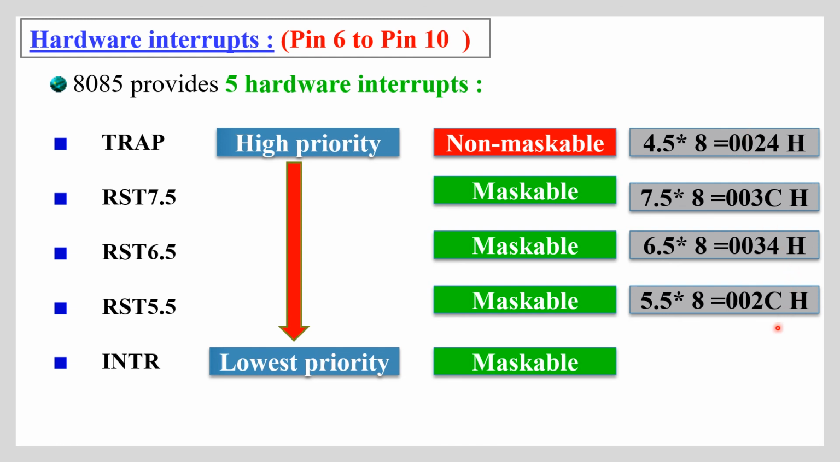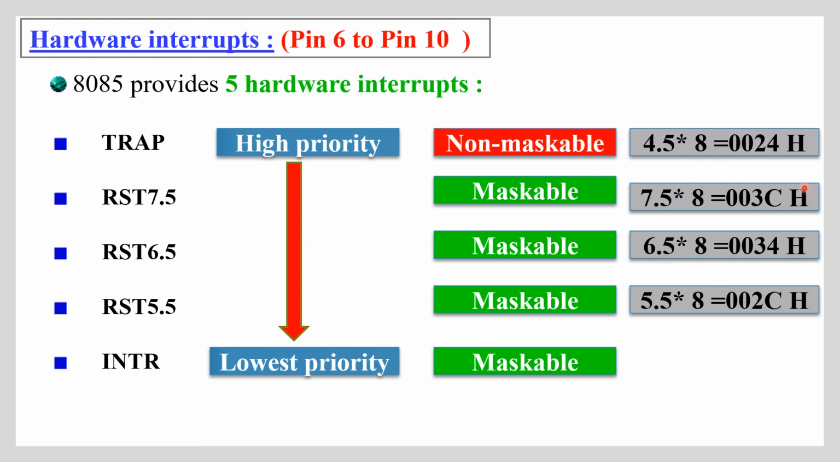Clear? This question is very important from the board point of view: give all the hardware interrupts provided by 8085 and list them according to their priorities. So you have to list them, write the priorities, which are maskable, non-maskable, and their vector address or vector location. Clear? So these are the 5 hardware interrupts: highest priority, lowest priority, non-maskable, maskable, and their vector locations.